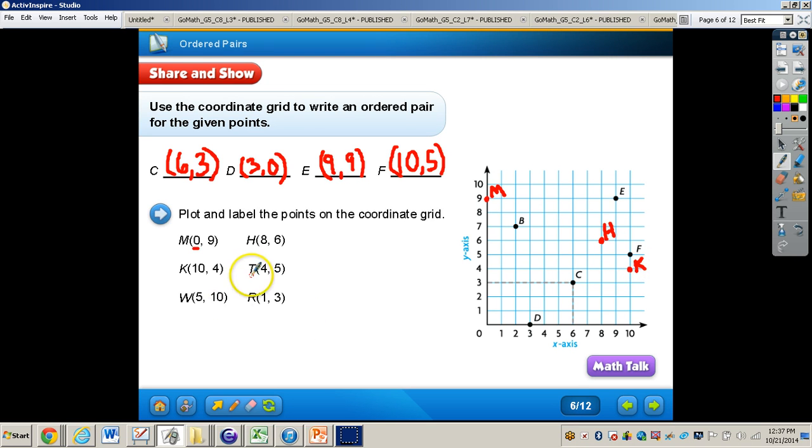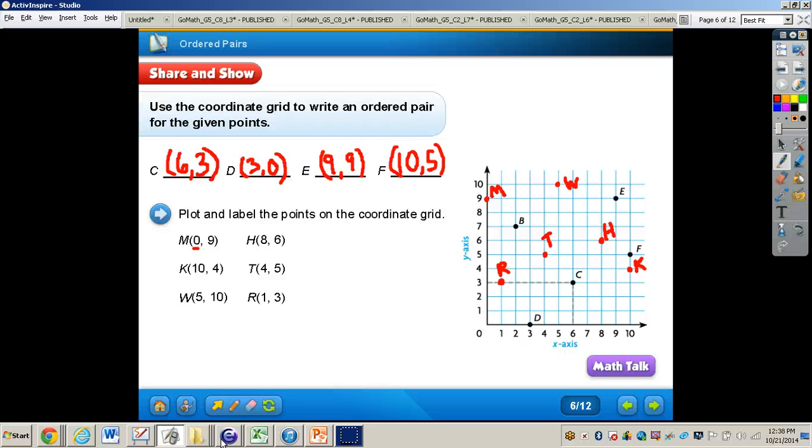Now I want you to do letters T, W, and R, and when you press play, I will have the answers for you. So pause the video now. Okay, here are the plotted points. Make sure yours looks just like mine, and if you have to rewind and rewatch some of the video, please do so.